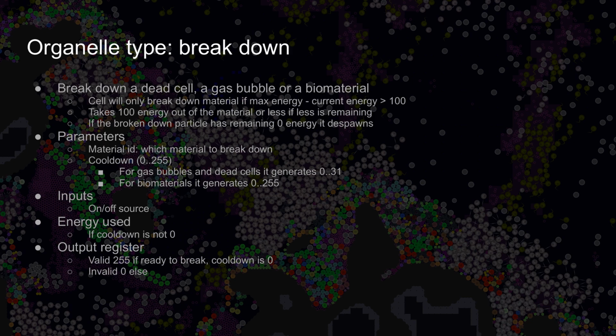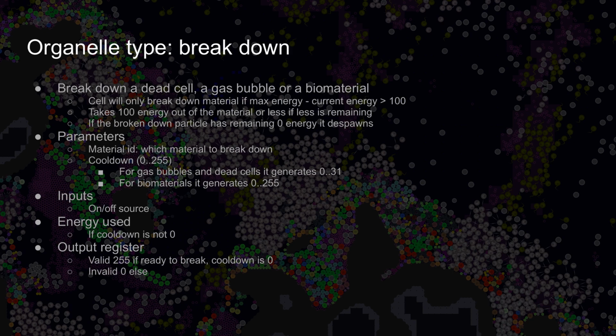Each material that can be broken down stores energy inside. During breakdown, 100 energy is taken from the particle and added to the energy of the cell. If the particle has less than 100, then all remaining. If the broken down particle stores no energy after the transfer, the particle despawns. The cooldown resets after breakdown.